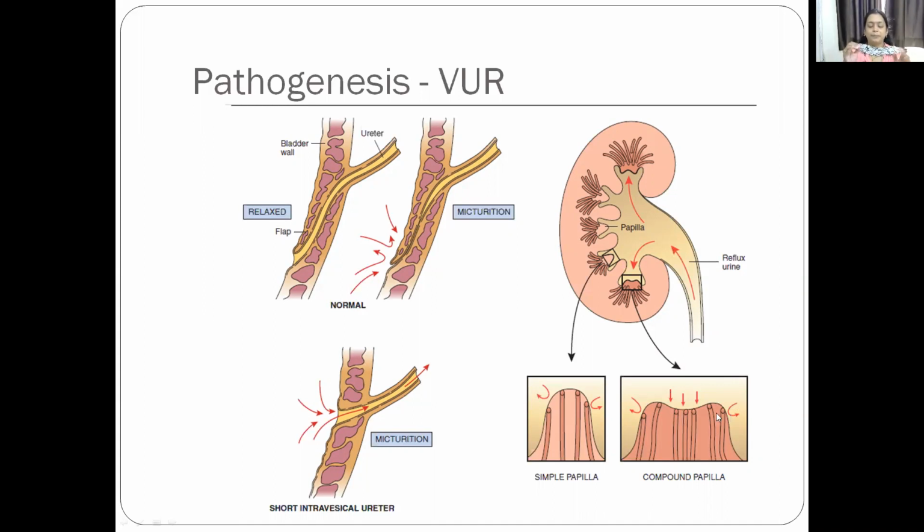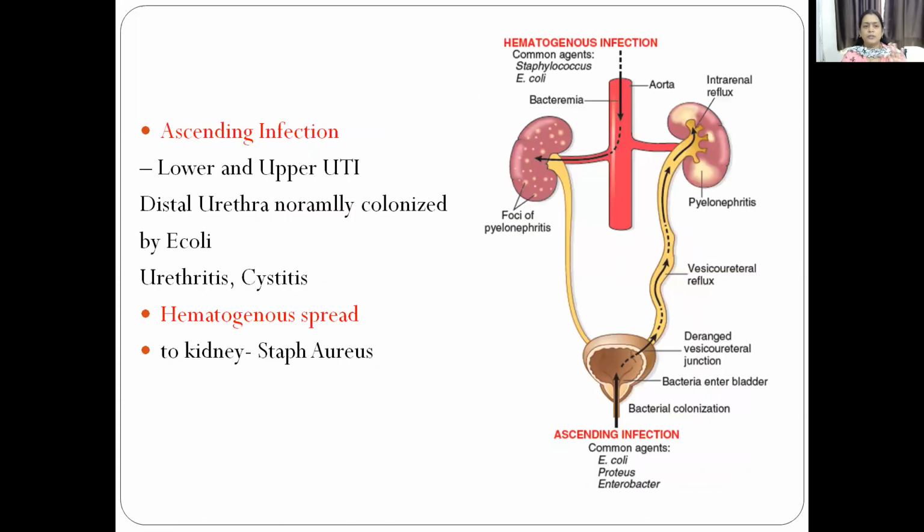So remember, acute pyelonephritis is usually caused by an ascending infection, a VUR, or a hematogenous spread. Three things you have to remember. Here I have talked about the VUR, the vesicoureteral reflux. Now I will be talking about the ascending infection. In lower and upper UTI, the distal urethra is normally colonized by E. coli.